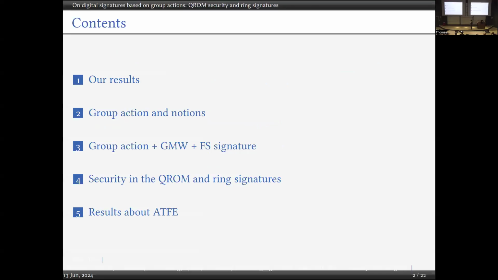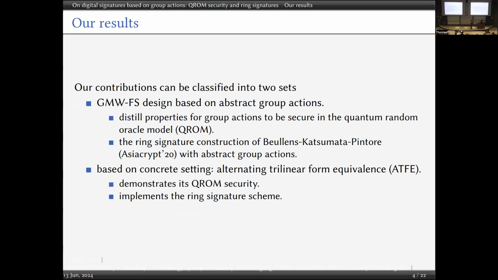Let me get started with an overview of our results. Our contribution can be divided into two parts. The first part is the GMW-FS design-based framework of digital signature, which is Goldreich, Micali, Wigderson, and Fiat-Shamir transformation, but based on abstract group actions.